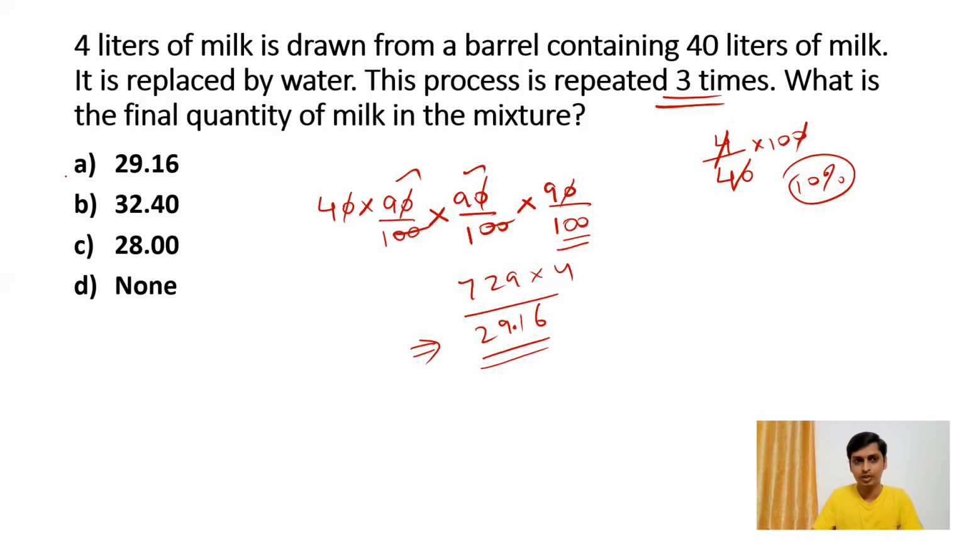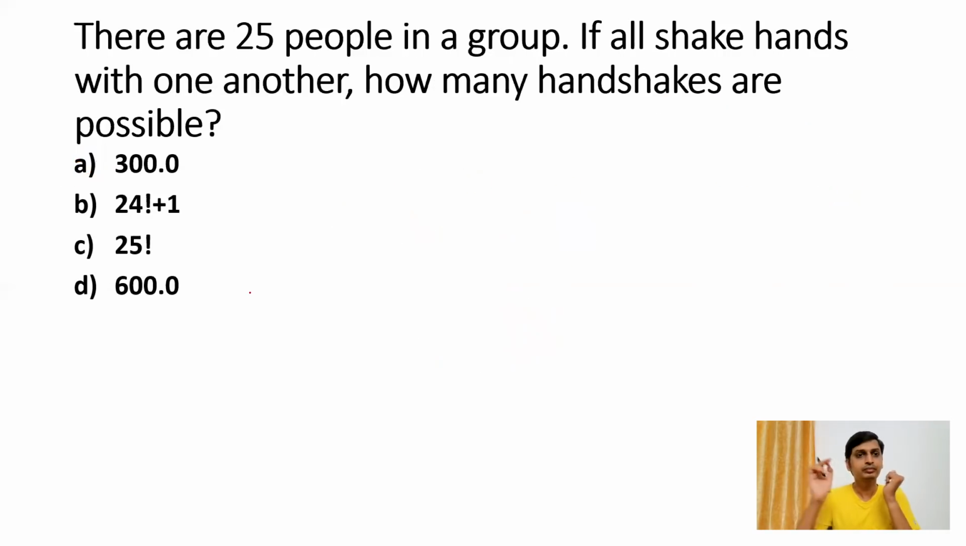So you have to choose option 29.16. Instead of these 3 times, if they give 3 times more, you have to add another 90 by 100 and you have to choose option none, right? But it is only 3 times, you have to choose 29.16. So you have to be more conscious on the wordings given in the question, right? Because of not understanding the question properly, you should not choose the wrong answer. So that is the objective here. So we shall go to next question.